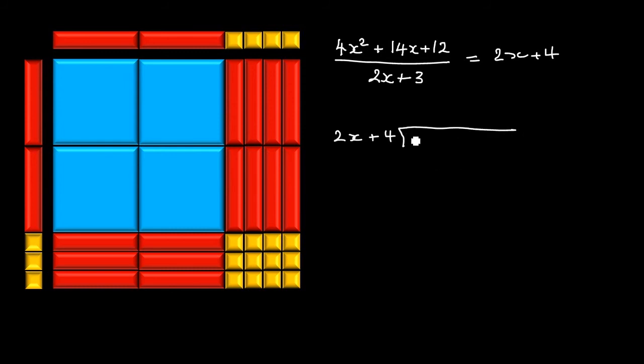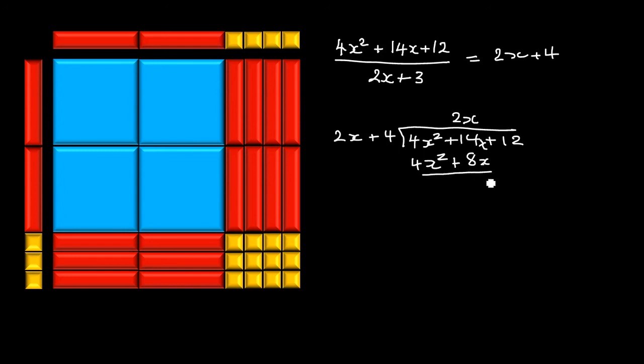Okay, so our dividend goes underneath the bus stop. Okay, like that. Now we divide into the first term here with the first term of our divisor. So 2x into 4x squared is 2x. Whoops, I forgot to put my x term there. So 2x up the top here, and then we multiply out. So 2x times 2x gives us 4x squared. 2x times 4 gives us 8x.